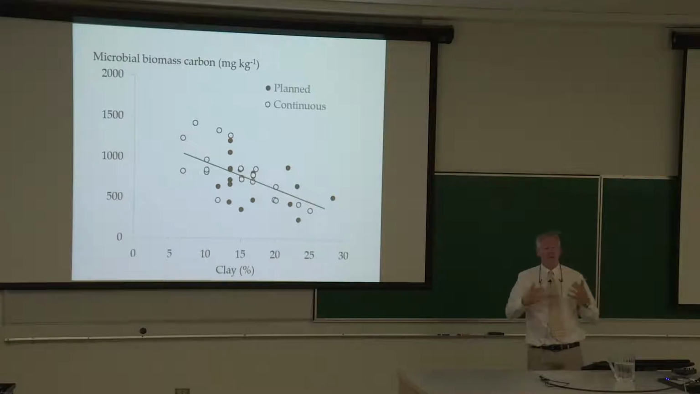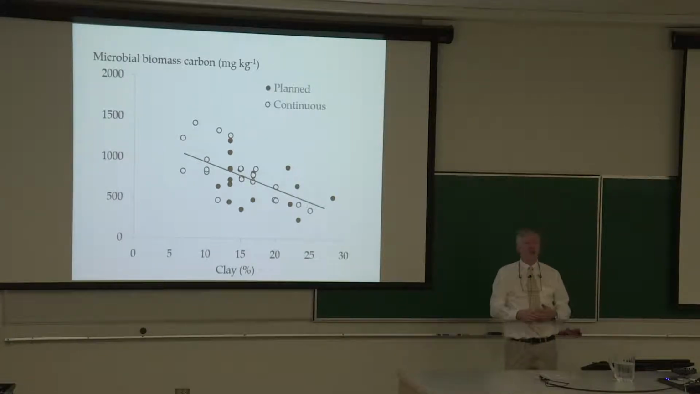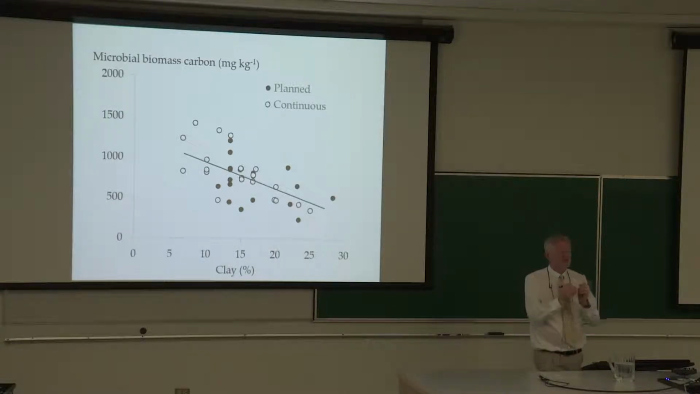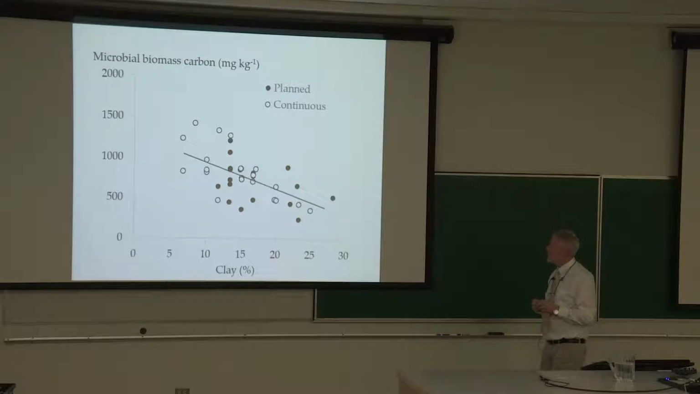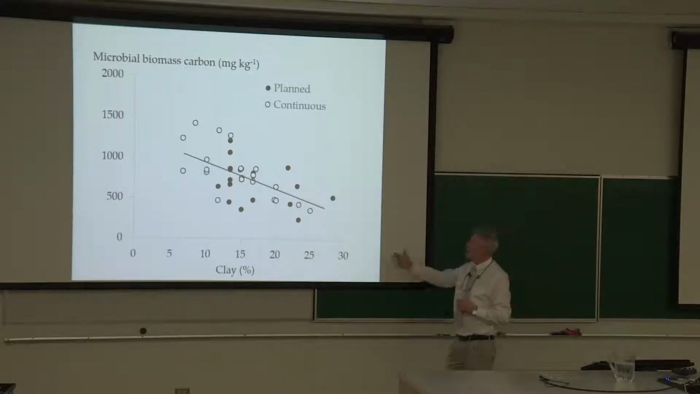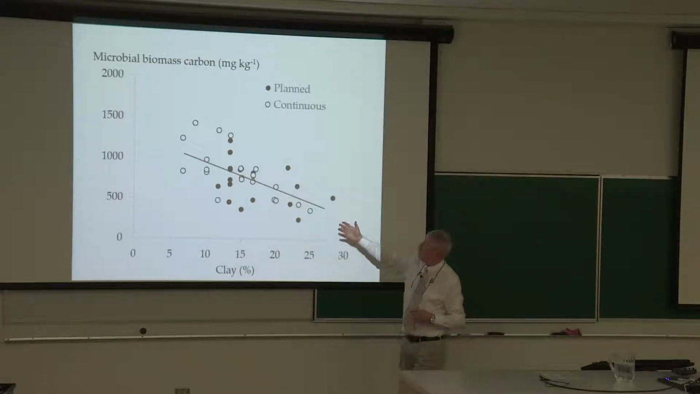There's quite a bit of literature on the notion that the microbes are excluded from small voids. The small voids between the small clay particles are a refuge, a physical protection of the organic matter, so that microbes can't get to it, according to what we read. So that would make sense then. We've got fewer microbes with higher clay from a physical protection.